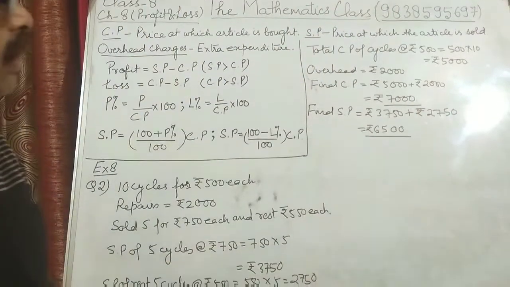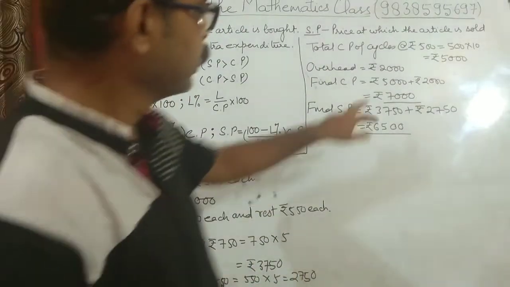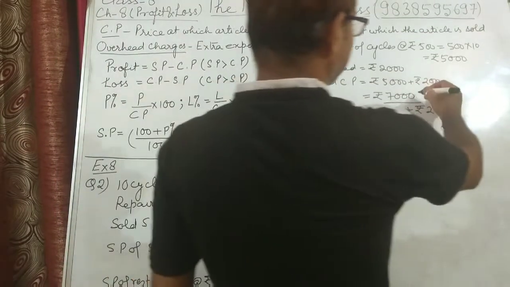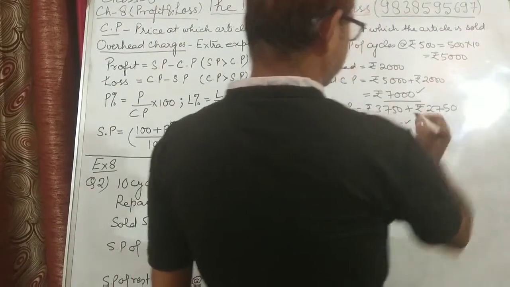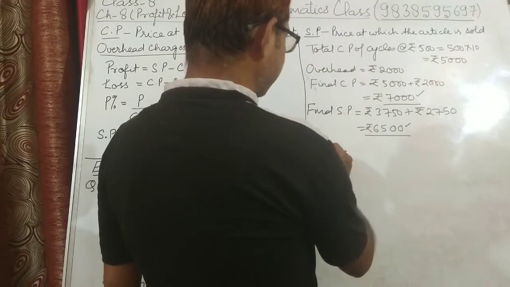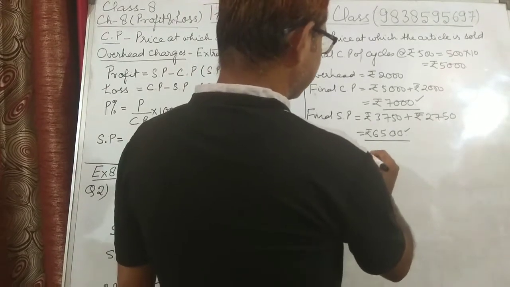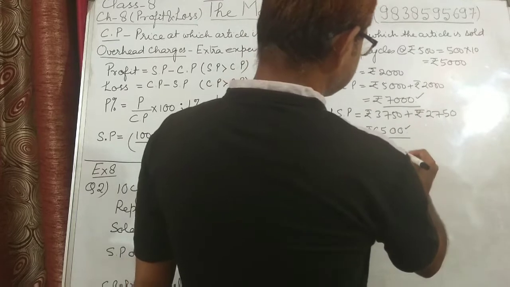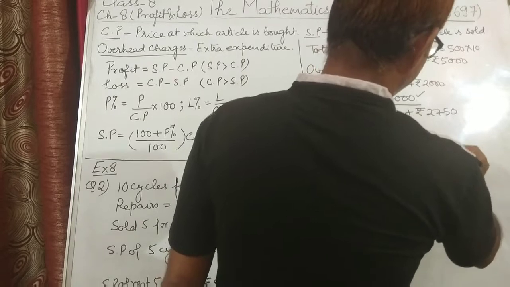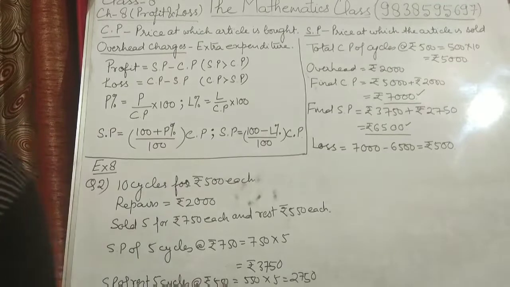You can easily make out whether he is having profit or he is at loss. What is greater? You can easily make out that cost price is greater, because cost price is 7,000 and selling price is 6,500. If cost price is greater, it means he is suffering a loss. How much loss? 7,000, that is cost price, minus selling price. So it is rupees 500. There is a loss of rupees 500 for him.